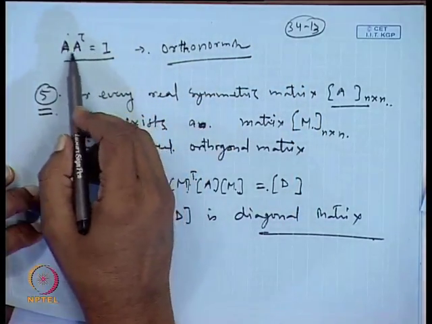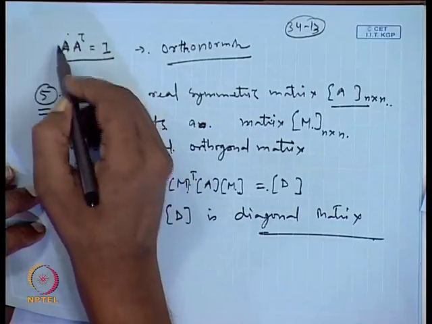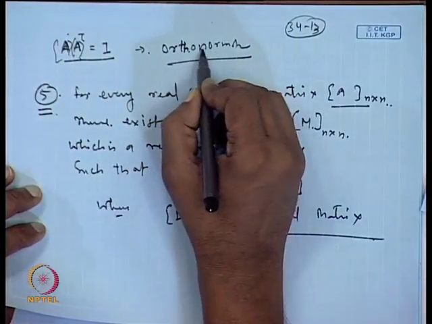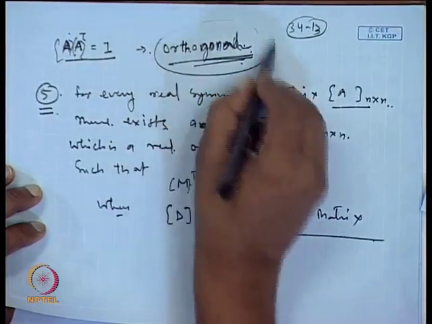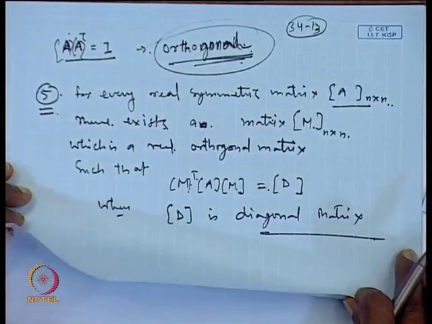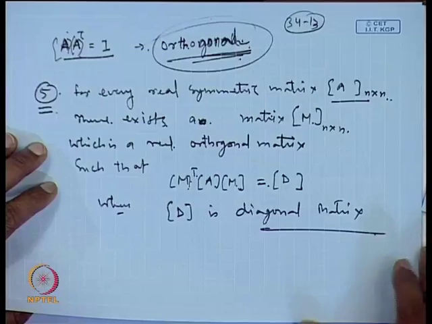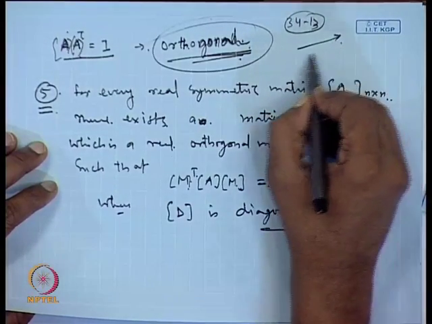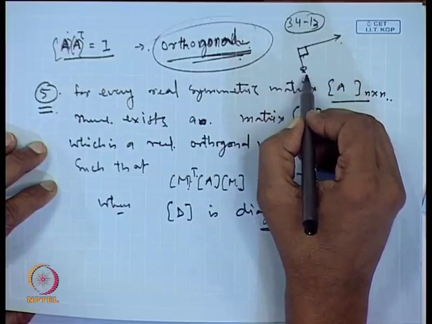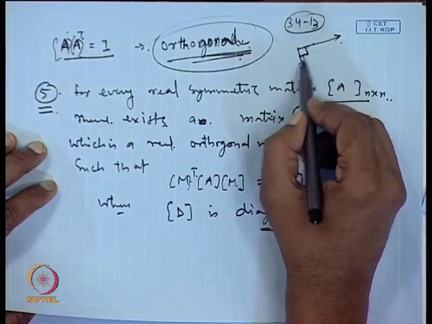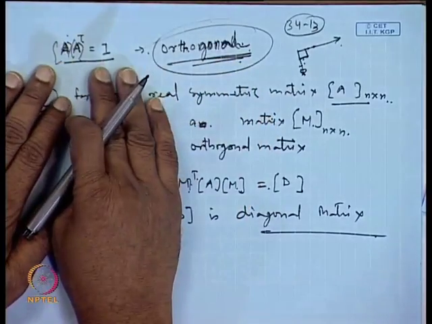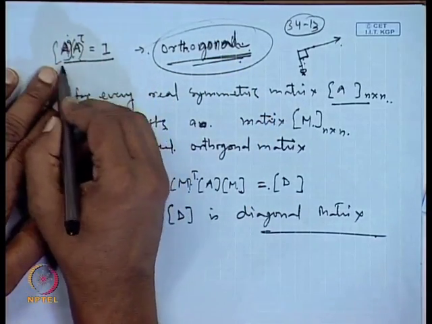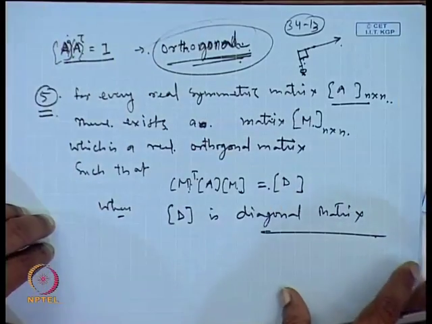A matrix is orthogonal if A times A transpose equals I, and we can put that in this bracket. If two vectors are orthogonal, they are perpendicular to each other, so there will not be any component of one in the direction of the other. In the case of a matrix, if it is orthogonal, it has the property that A times A transpose equals I.